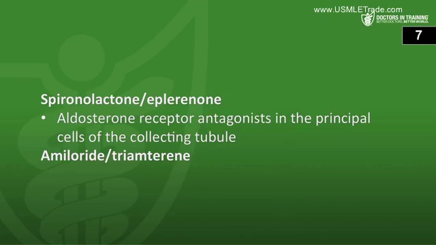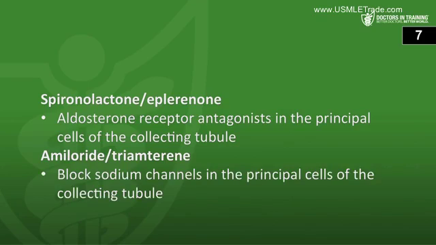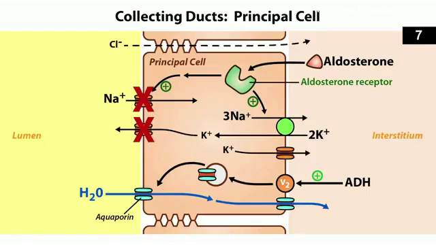Now, amiloride and triamterene act on the same part of the collecting tubule by blocking the sodium channels, but they don't antagonize aldosterone. They work a little bit differently. But in either case, if you block that action with one of these potassium-sparing diuretics, potassium is going to stay in the body and not be dumped into the urine.